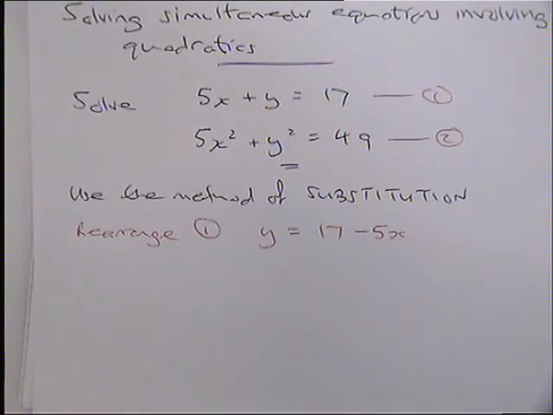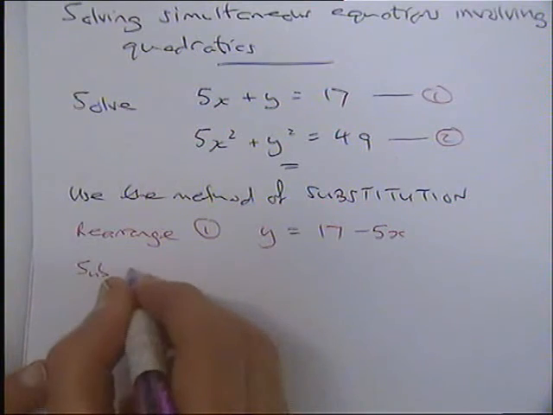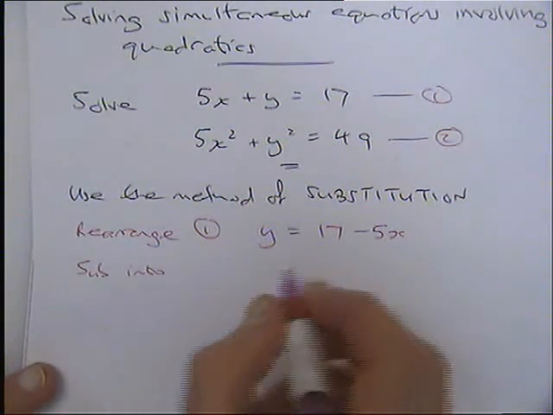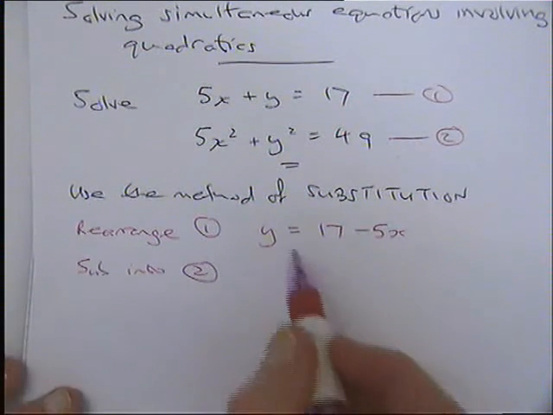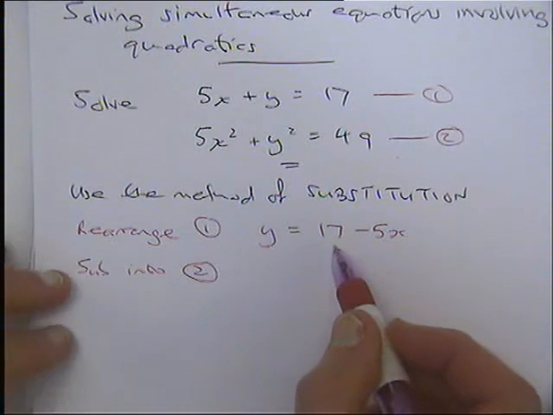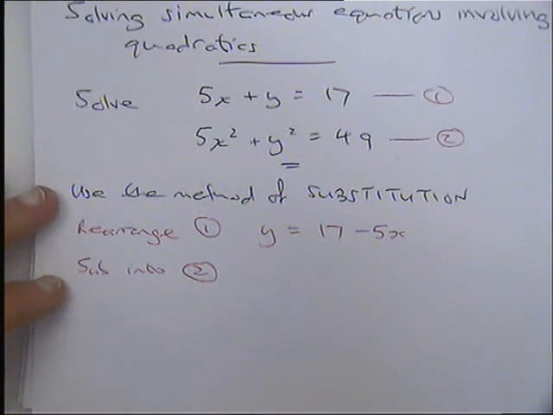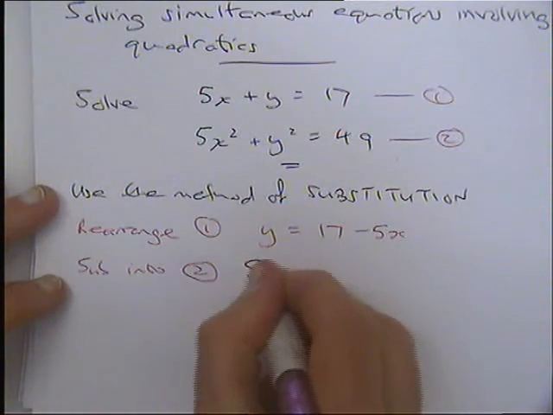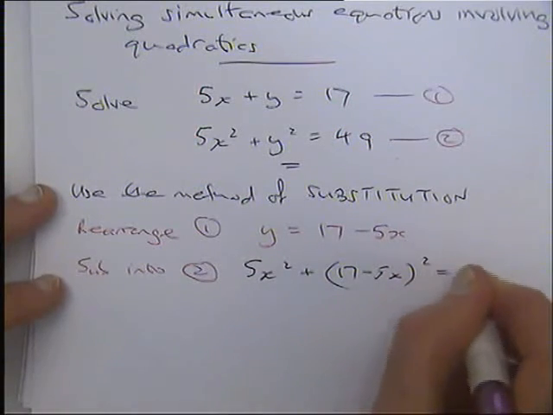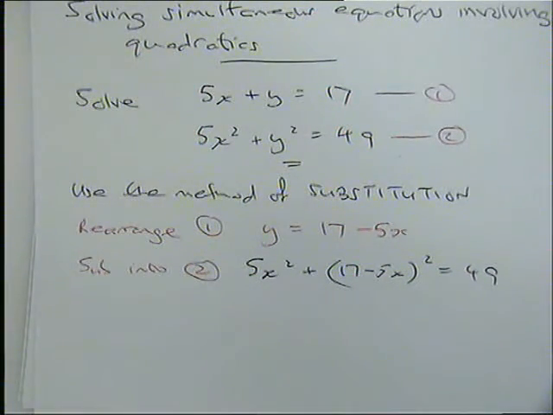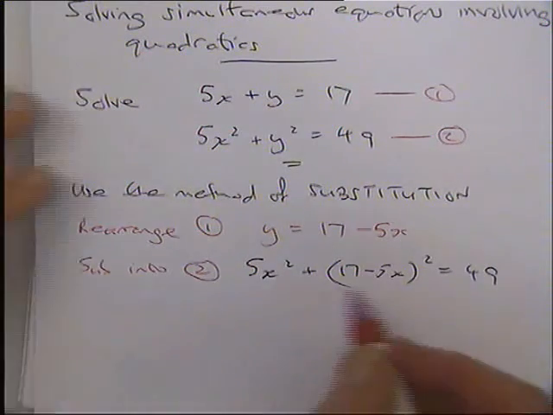Now we have rearranged that. It's called substitution. That is the next step. So we sub that into the other equation. So we substitute that into equation number 2, which means every time in equation 2 I see a y, I will write 17 minus 5x instead. So I will get 5x squared plus 17 minus 5x, all squared, equals 49. We all happy up to this point? So, what am I going to have to do next? Yeah, multiply that out, okay?